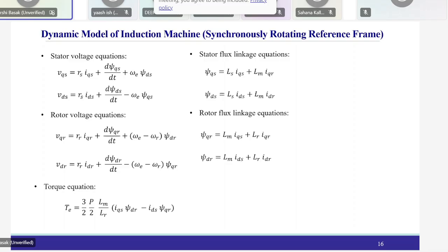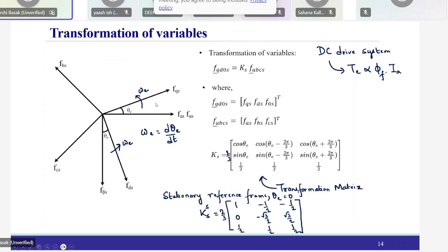So if you see here, the stator voltage equations corresponding to these can be written also in the synchronously rotating reference frame. And this will be the stator voltage equations, and this will be the rotor voltage equation. So now, in the synchronously rotating reference frame, you have the Q axis, you have the D axis. So this is my Q axis. This is my D axis.